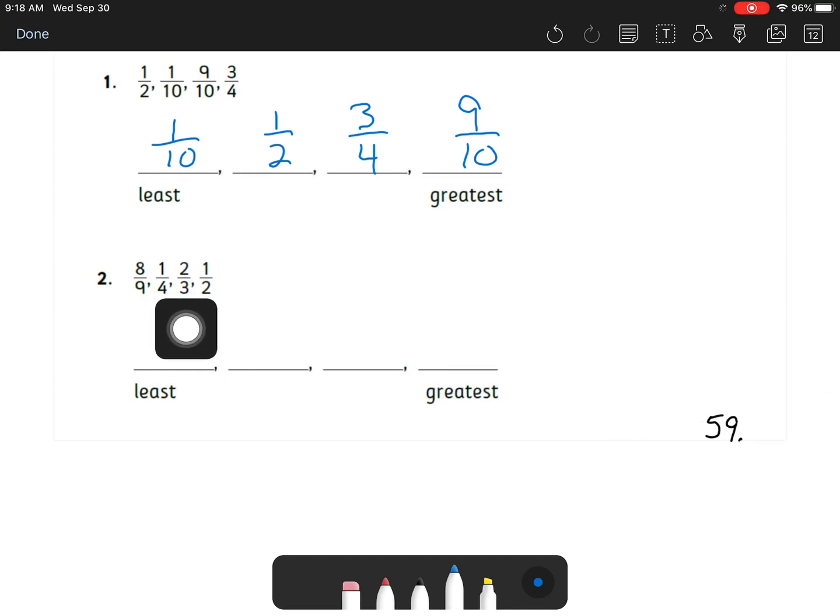Okay, next one. So look for the smallest one. I'm looking for probably 1s on top, and I want the numerator to be as far away from the denominator as possible for the smallest fraction. So 1/4, that's going to be my smallest one. Now my next fraction has a 1 on top, 1/2. That's smaller than either of these two because 2 is closer to 3 than it is to 0, and 8 is definitely closer to 9 than it is to 0. So 1/2 is going to be next. And then we're going to have 2/3 and then 8/9.